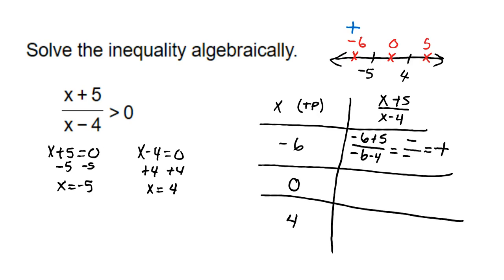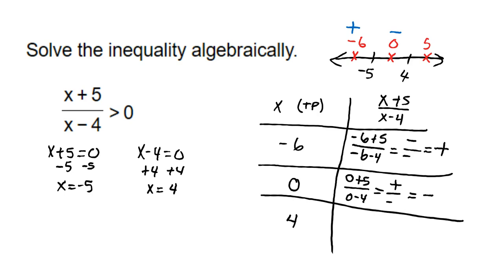Using the next test point, I'll substitute to get 0 plus 5 over 0 minus 4. 0 plus 5 is a positive, 0 minus 4 is a negative, a positive divided by a negative is a negative. So this next interval, the rational expression comes out negative.